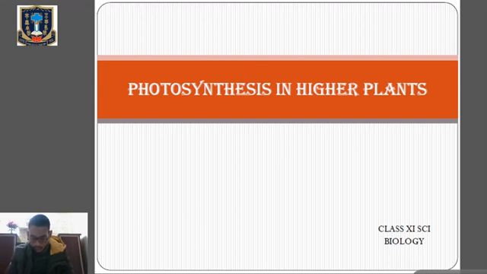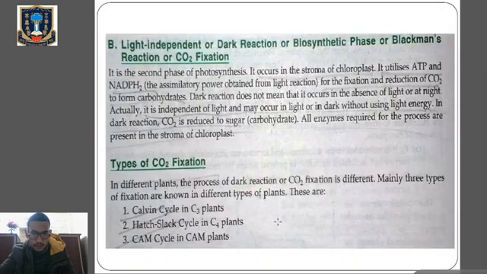Welcome to biology class. We are dealing with the topic mechanism of photosynthesis. In the last class, we learned about the light dependent reaction or Hill reactions or photochemical phase of photosynthesis. Now today we learn about the second mechanism of photosynthesis, that is called light independent reaction or dark reaction or biosynthetic phase or Blackman reactions or carbon dioxide fixation.